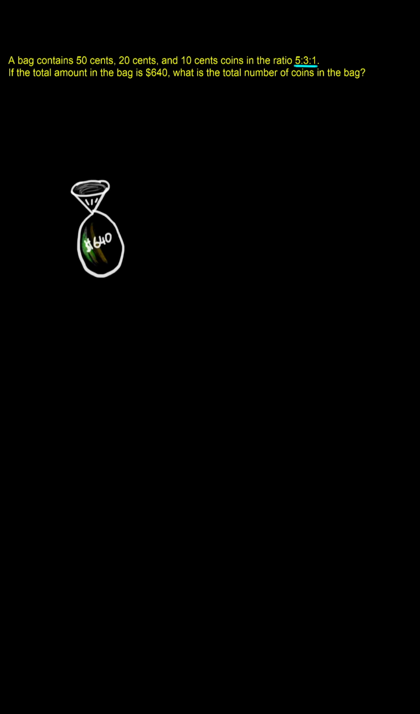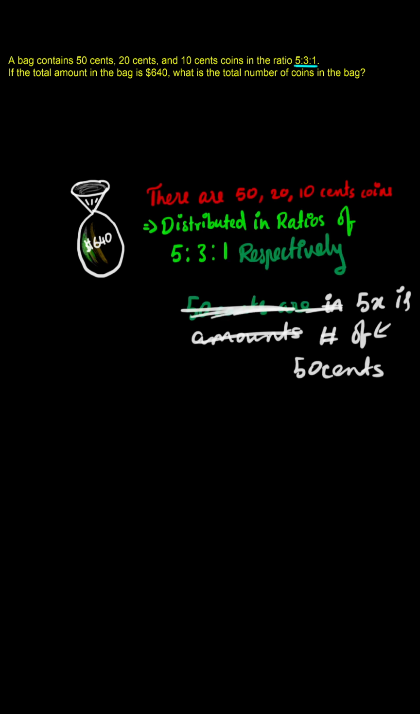The question is saying there's a bag which contains $640, and I think that's a big amount to be in a bag. It should be in a bank. I don't know why it's lying around there, but that's what the question is saying. There are 50, 20, and 10 cent coins in the bag distributed in the ratio of 5 is to 3 is to 1 respectively.